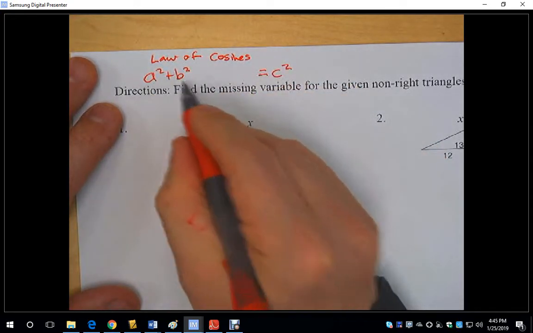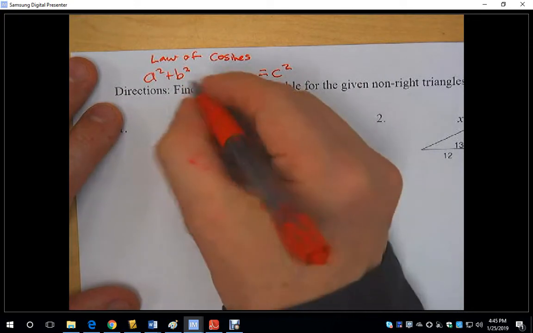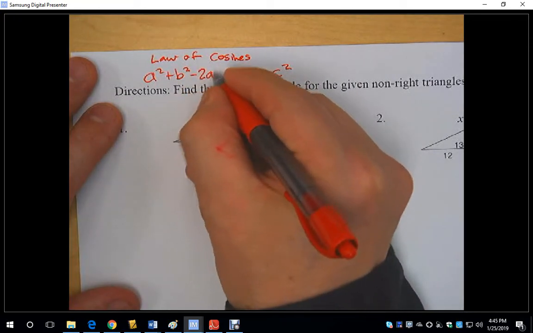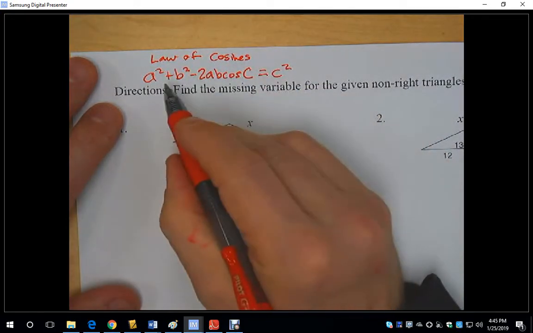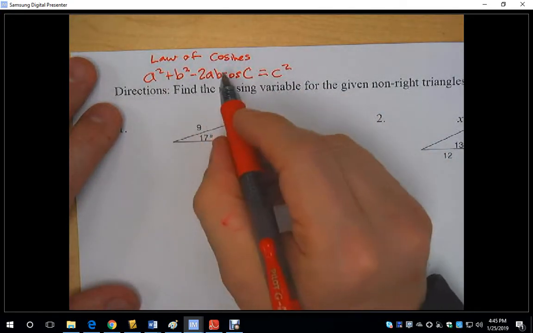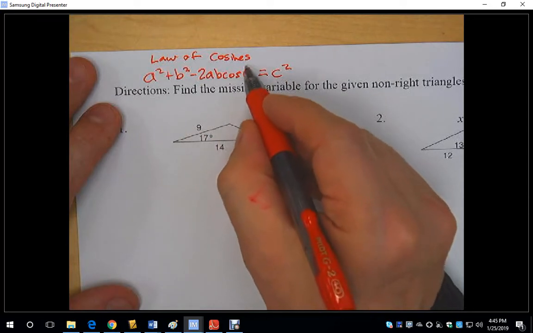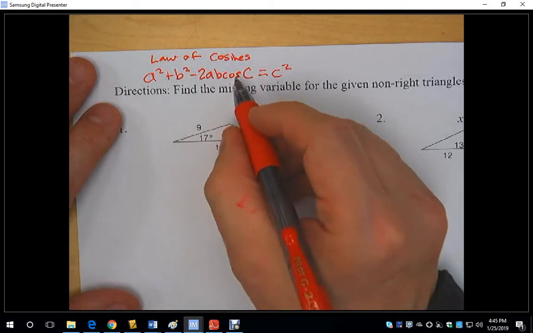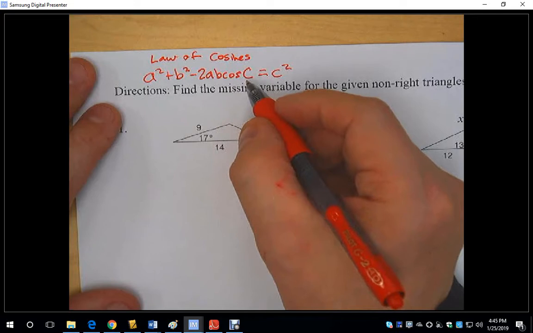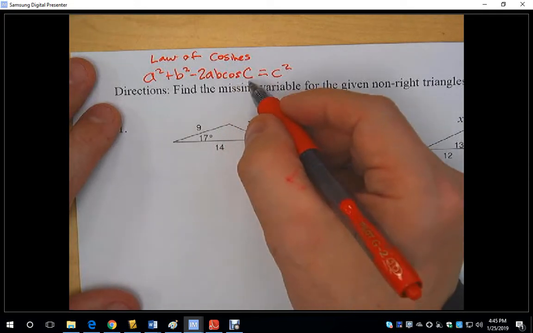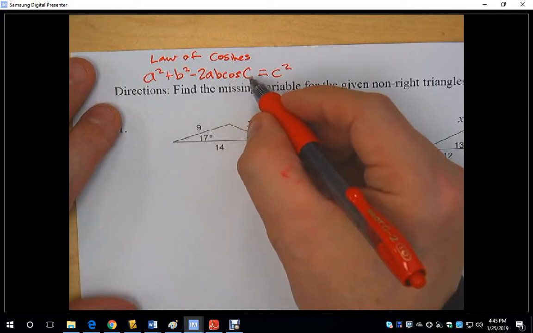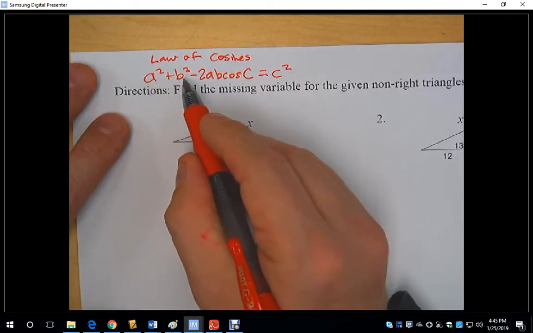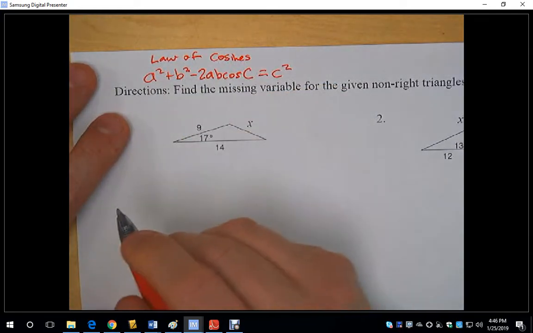But it's this a, b, c configuration 2 times, so minus 2ab cosine C. Now the only angle here in the law of cosines is this angle right here, C. And we know that because sine of an angle, cosine of an angle, tangent of an angle, the trigonometric ratios are always of an angle. And so these other variables here are lengths.